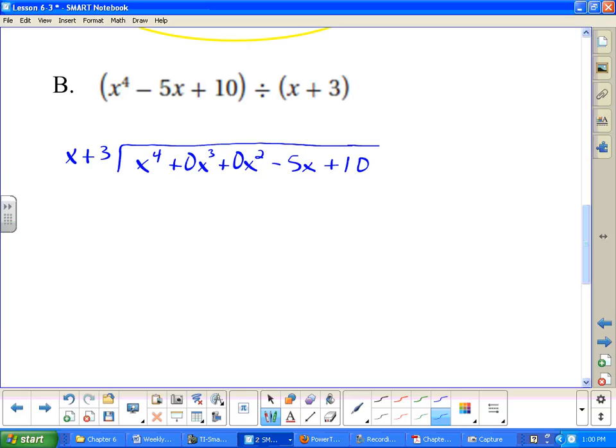So x to the 4th divided by x is what? Okay. X cubed, right? So then we're going to put 1x cubed over the x cubed term. I'm going to line them up all the way through. And then we multiply. X cubed times 4 is x to the 4th. X cubed times 3 is plus 3x cubed.